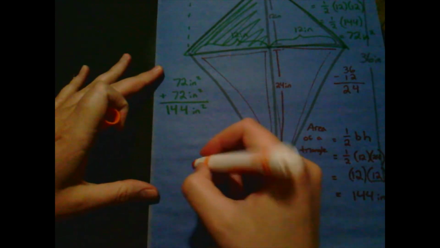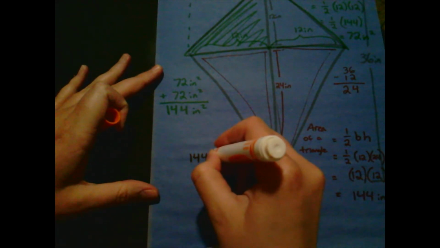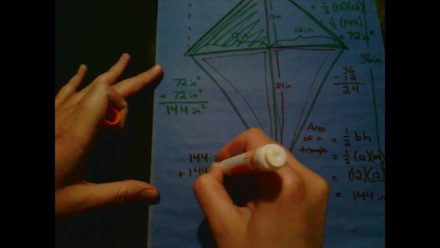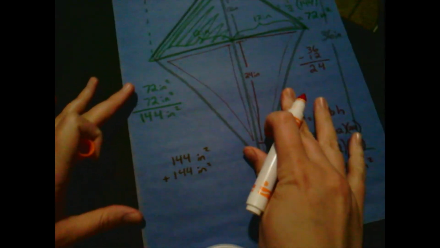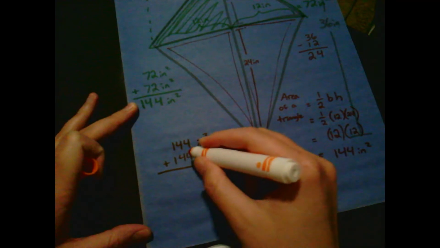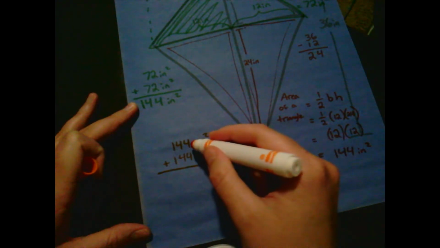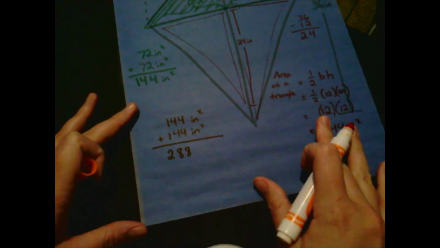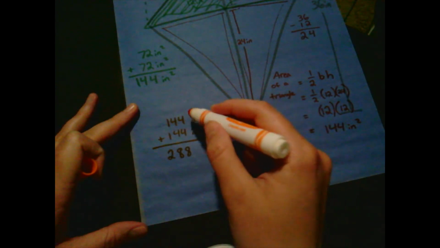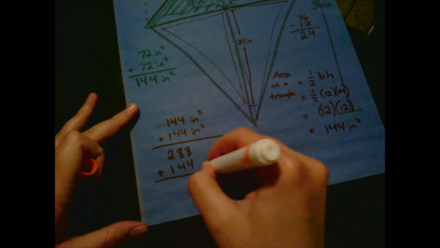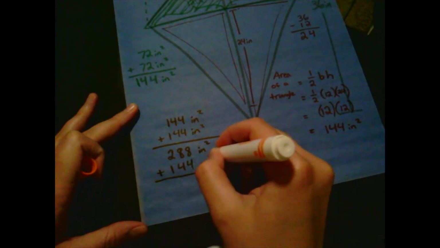I'm actually going to do this in a different color. So we're going to have 144 inches squared plus 144 inches squared. We know that 144 plus 144, we can do simple math, but 4 plus 4 is 8, 4 plus 4 is 8, and 1 plus 1 is 2. We still have that other 144 to add, because remember we said we have 3 144s to add together. So 144 inches squared, can't forget that part.